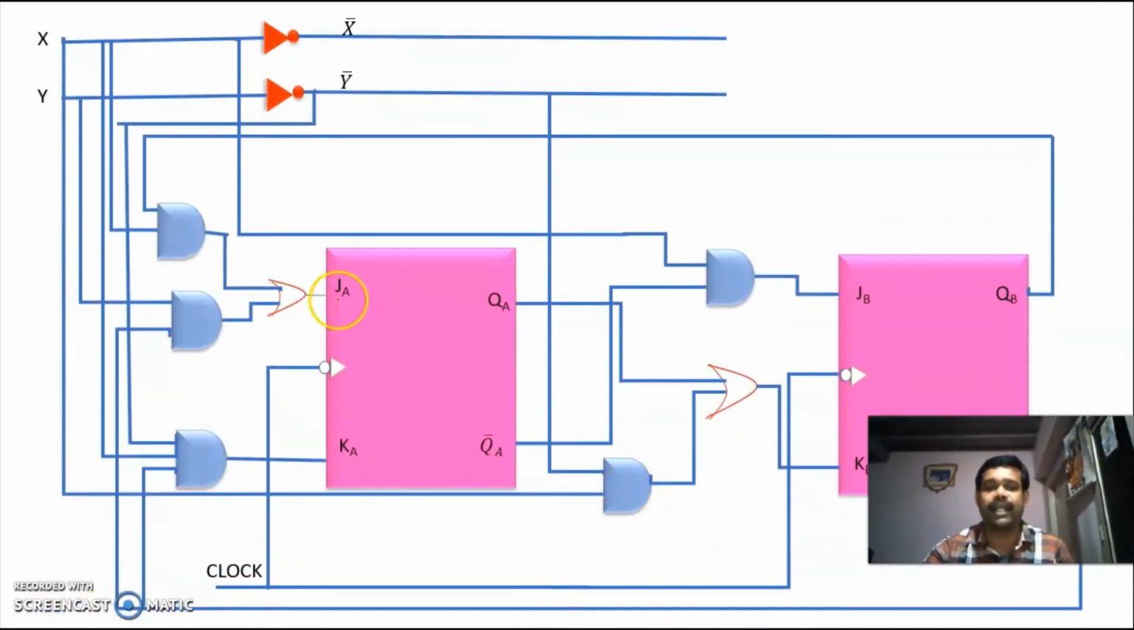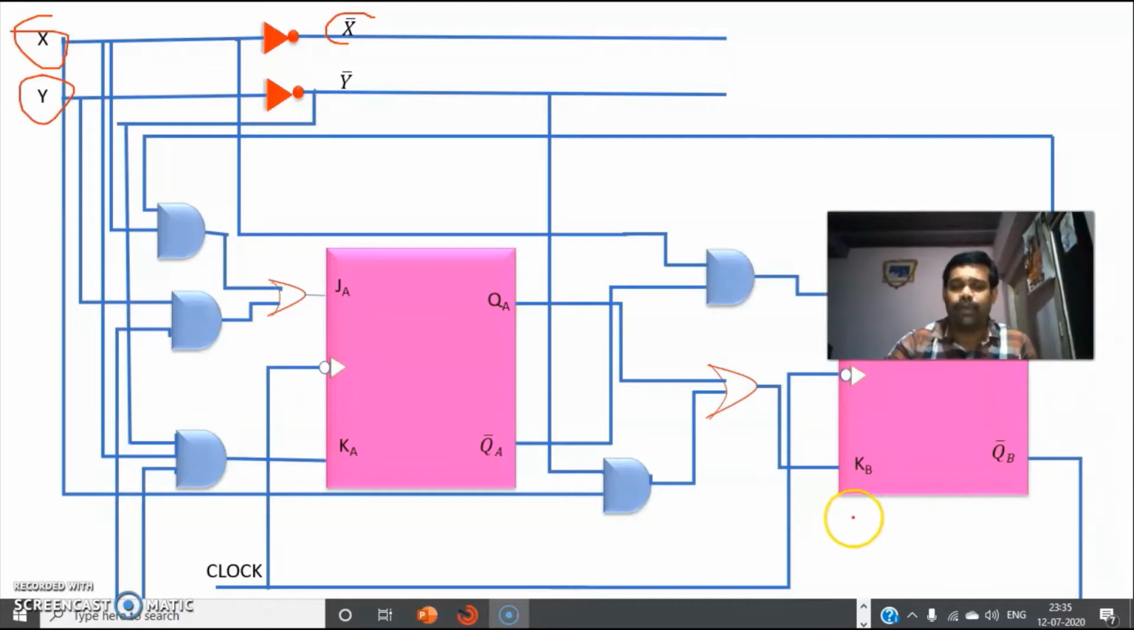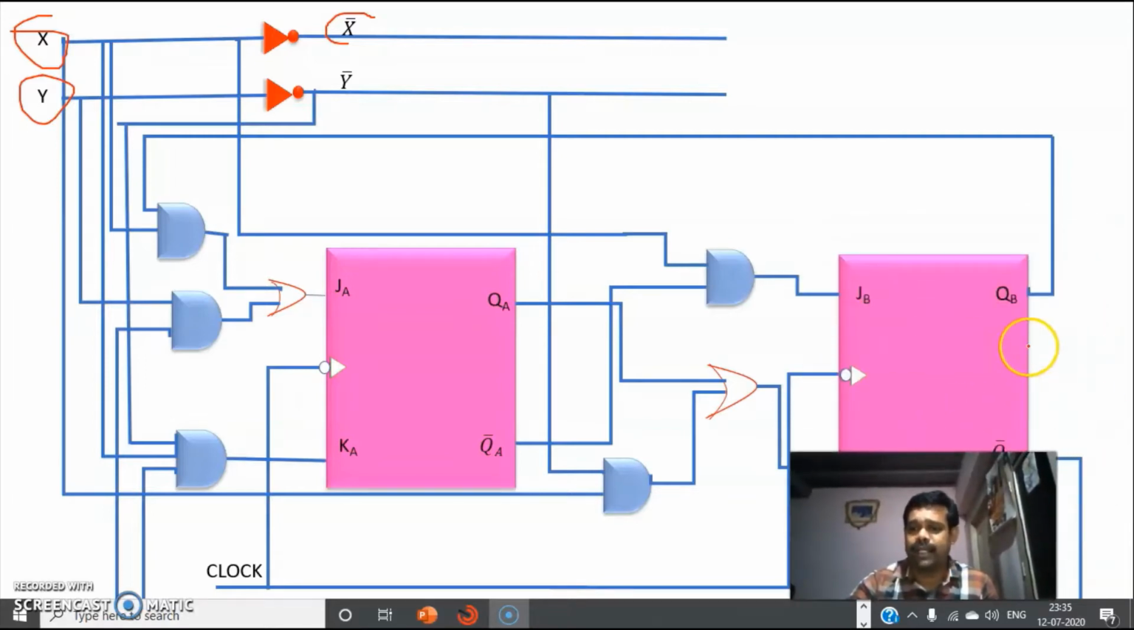So this is the logic diagram. You are having two flip-flops, JA and JB, and you are having two inputs X and Y, and you are having one output Z. With the output Z also we have to draw here. So first we have drawn the logic diagram.